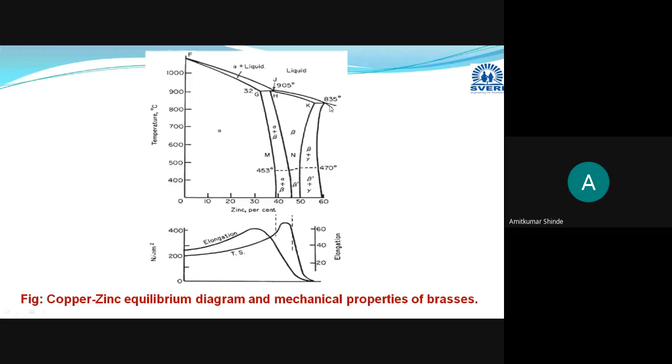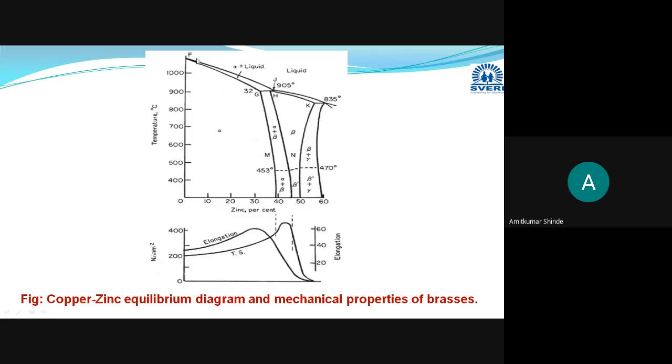And in the same way, when zinc amount is more than 60%, its melting point will be 835 degrees Celsius. It is just indicating the melting point. This J point will indicate the melting point. Above that, that particular alloy will be in the liquid state.